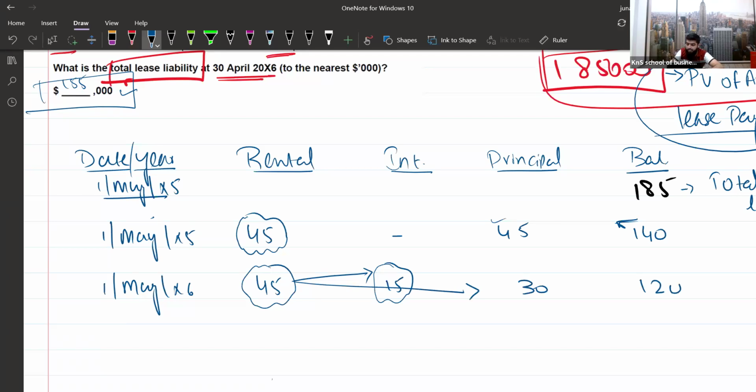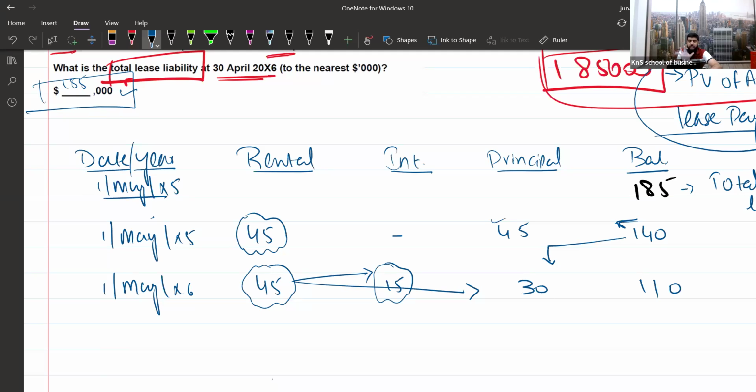Now the outstanding liability is going to be 110. Why? Because out of 140, if 30 of the principal amount is paid, the remaining liability is going to be 110,000. 110,000 is going to be the outstanding liability.